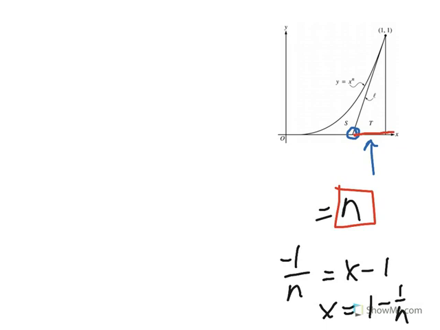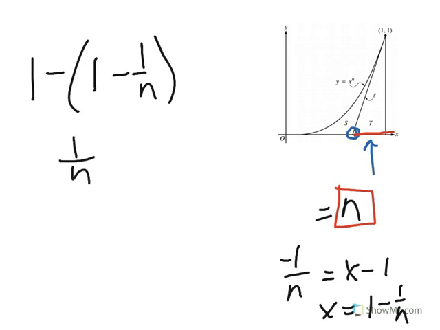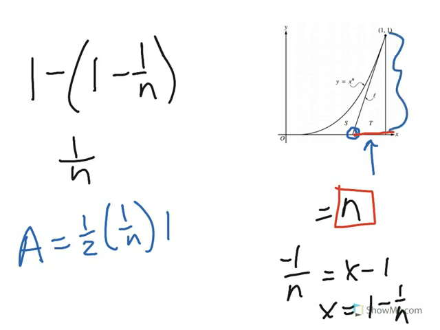If that x-coordinate is 1 minus 1 over n, then that red distance there must be 1 minus (1 minus 1 over n). And when you simplify that, you get that base to be 1 over n. And so the area of the triangle is now 1/2 times 1 over n times 1, because this height here is 1. So the area is 1 over n. And, I'm sorry, 1 over 2n, which is what we were supposed to verify. So 1 over 2n is in fact the area.